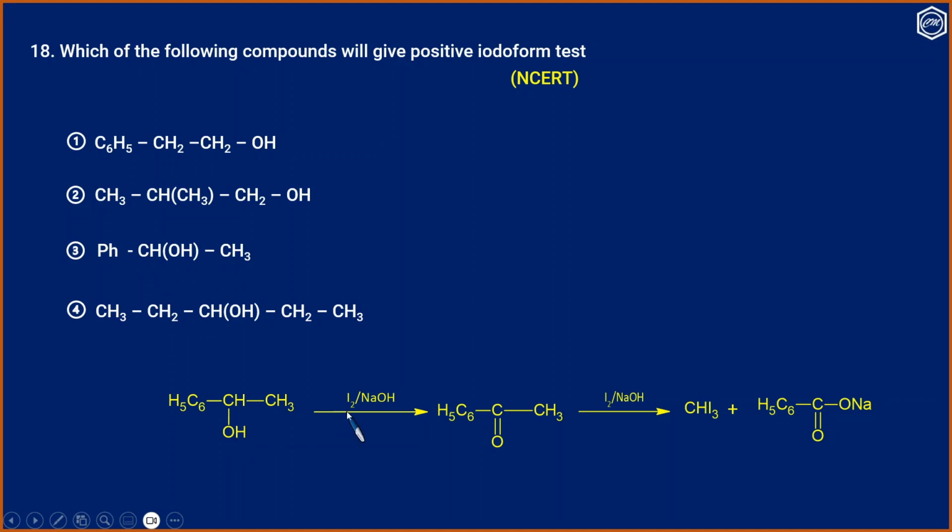That is, when we treat it with iodine and sodium hydroxide, it is oxidized to ketone, and further it is converted to iodoform. So option 3 should be the answer. That is the correct answer.